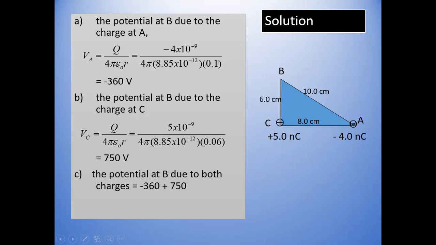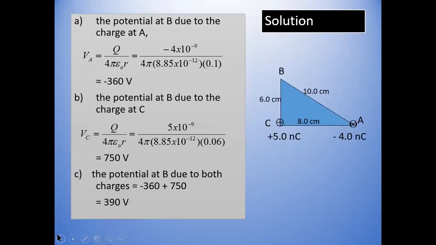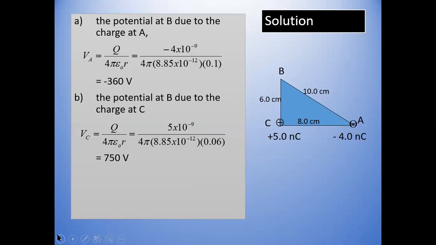Oh, add them together, teacher. Teacher, I wanted to ask: before adding, you have to see which one is positive and which one is negative, right? Negative charge, negative sign must be there; positive charge, positive sign also. Then you just add them up, like negative 360 plus 750. Yeah, that's all.